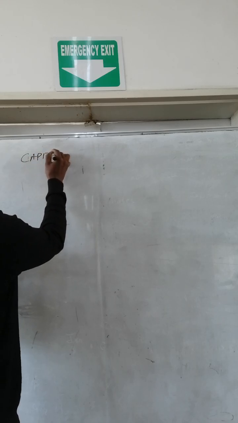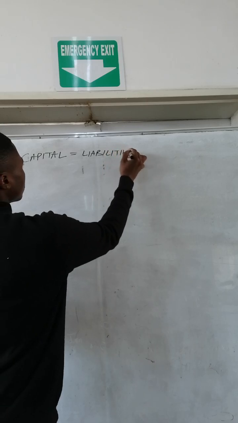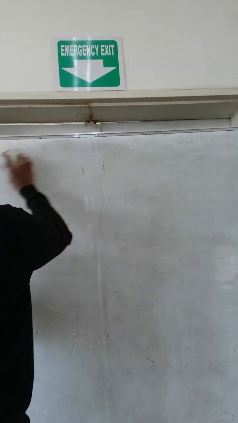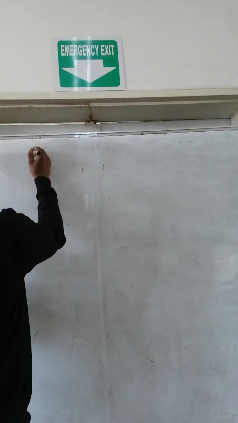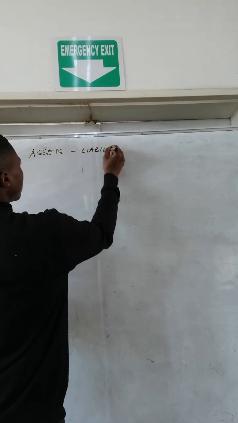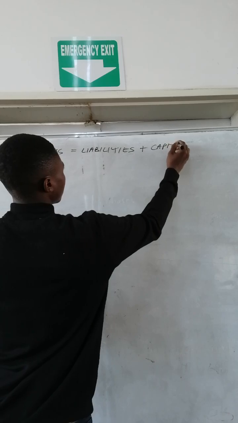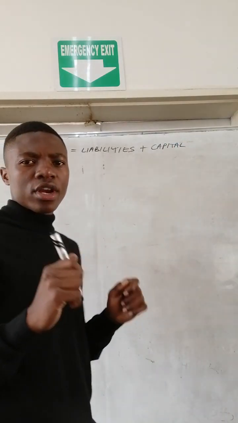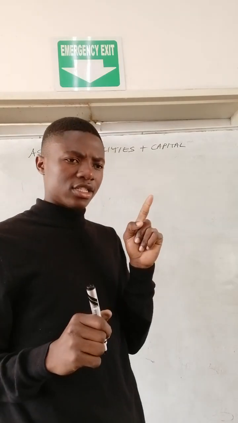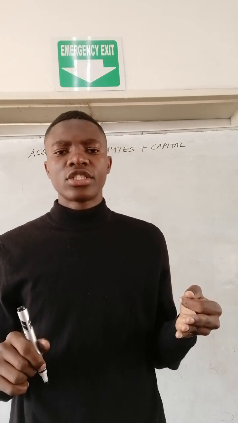No. We said assets is equal to liabilities plus capital. On assets, we have two categories. That is non-current assets and the current assets. On the non-current assets, we have got buildings, motor vehicles, furniture and fittings, and so forth.